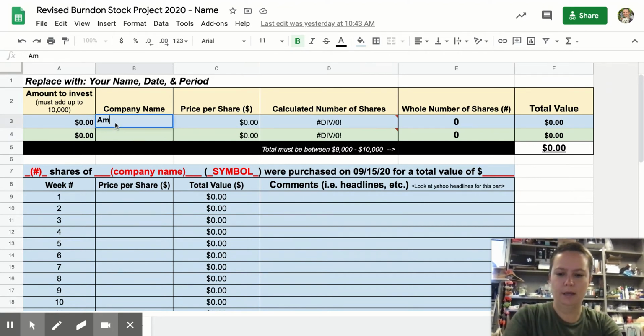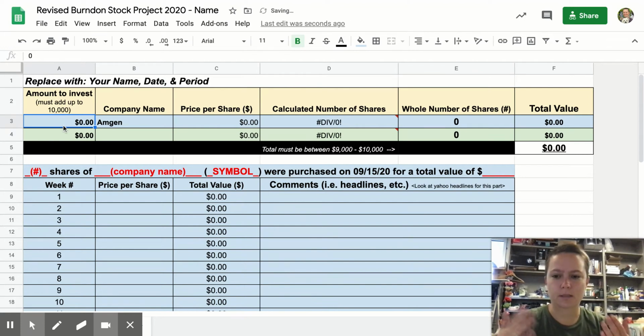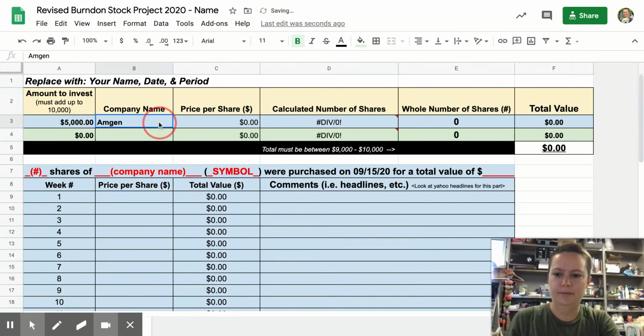So let's say I pick Amgen. Right, let's say the easiest way to do it is to split it in half. So you have $10,000 to invest. So let's say you put 5,000 here, right, for Amgen.